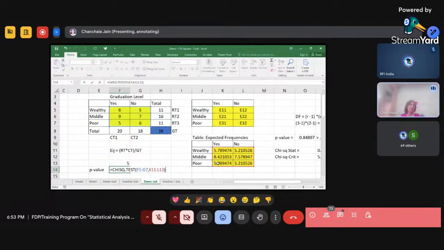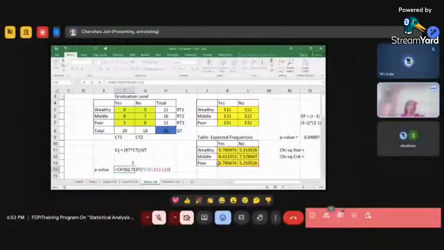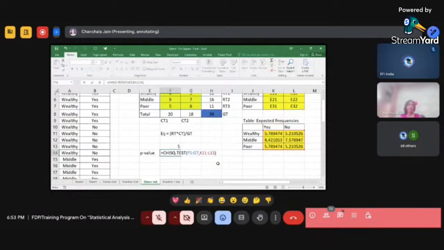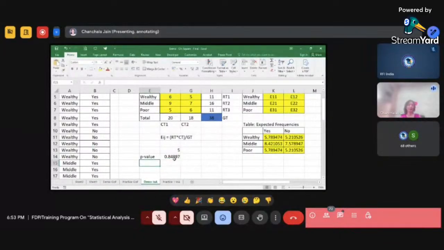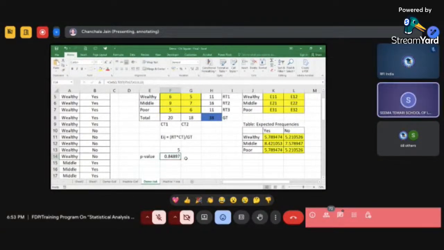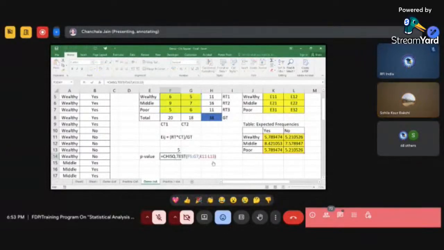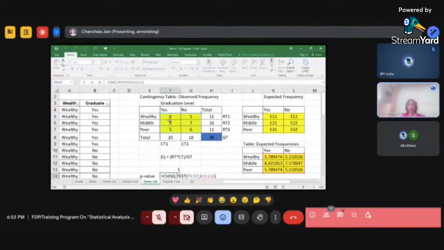Shall I press enter? Are you getting this figure? Yes, ma'am. Fine. Ma'am, can you just repeat which columns need to be selected? Only the counts you need to select. I selected only the counts. Total you do not need to include.